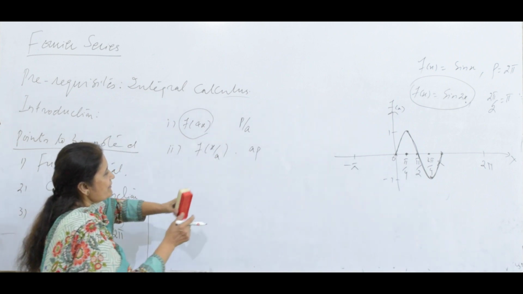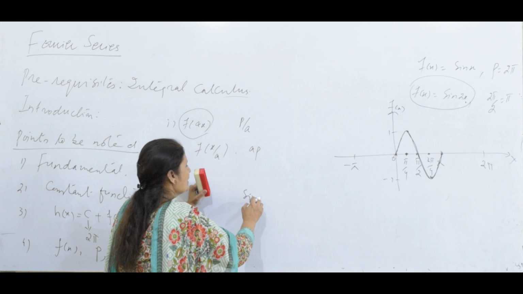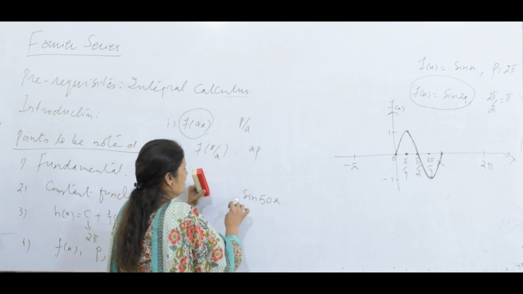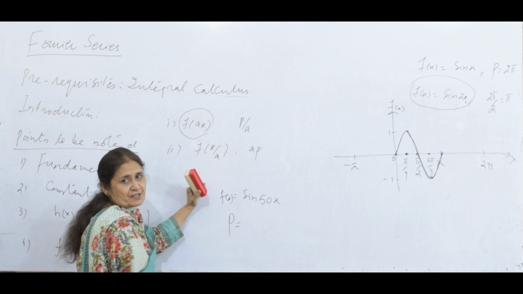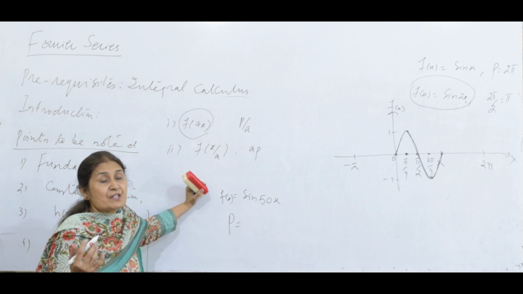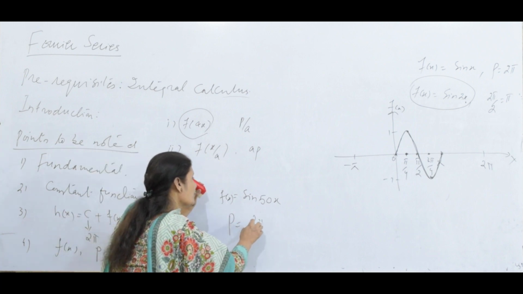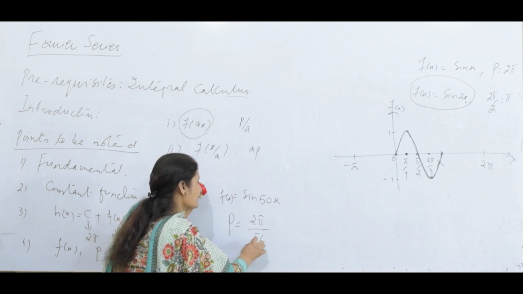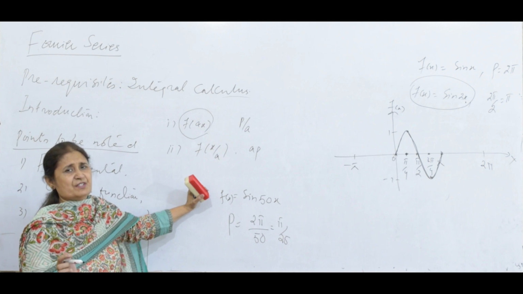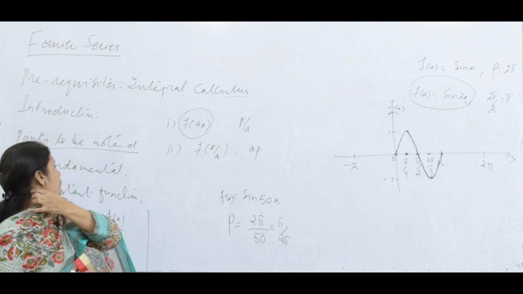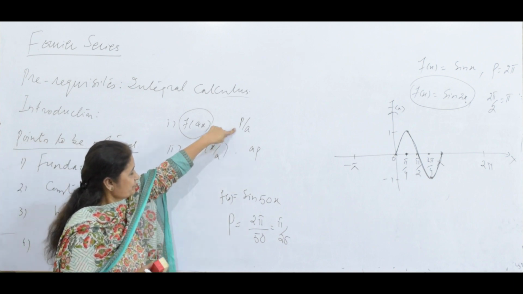Similarly, if I say sin 50x is my f of x, what will be its period? If I am talking about sin 50x, the period will be 2 pi by 50, which is pi by 25. Pi by 25 is the period, according to the formula which we have.